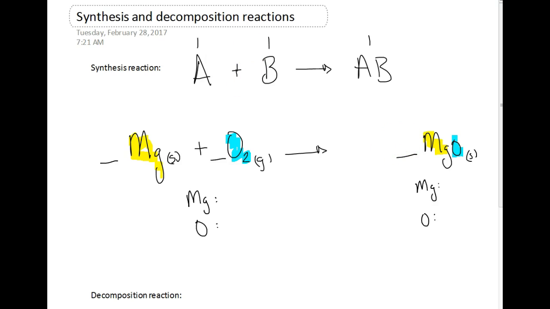So let's go ahead and place a 2 in front here, and then let's total everybody up. Now we have 2 magnesiums and 2 oxygens. On the product side, we have 2 oxygens, but we only have 1 magnesium. So we're going to place a 2 here. And now we're all balanced out with coefficients of 2, 1, 2. Again, we have a single magnesium reacting with a single molecule of oxygen to form a single formula unit of magnesium oxide, which is our synthesis reaction, putting something together to form a new compound.